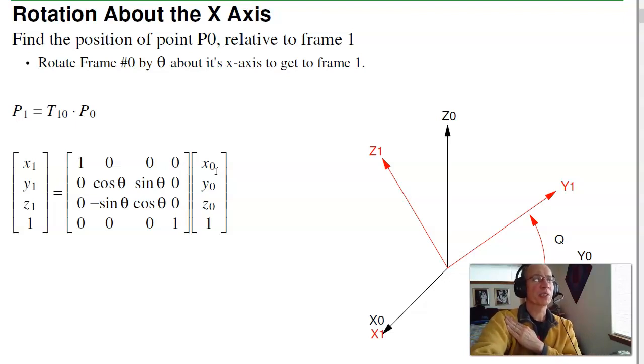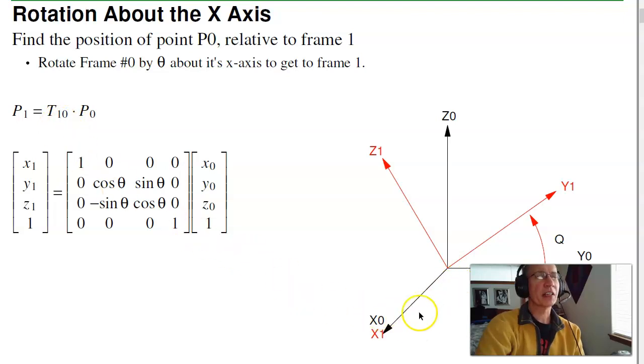If I have a rotation matrix, I want to find out where another point is as I rotate it. So to go from one reference frame to another, I have a transformation matrix. That's the T10. And the notation is T10 takes you from reference frame 0 to reference frame 1.